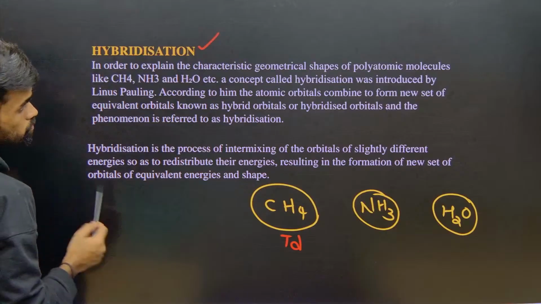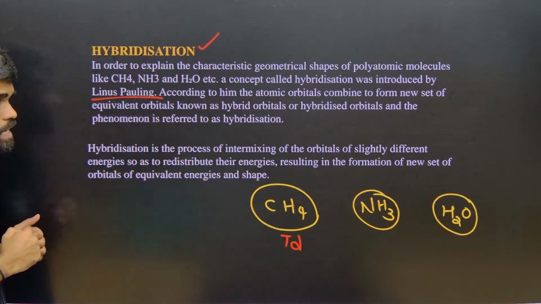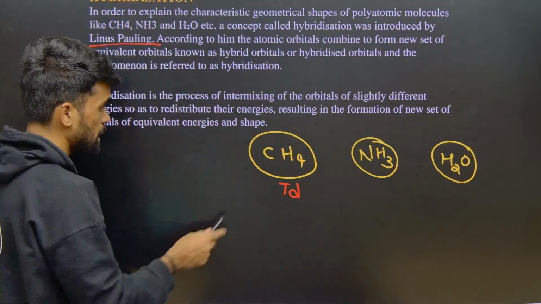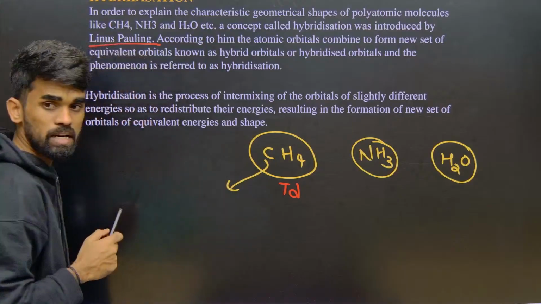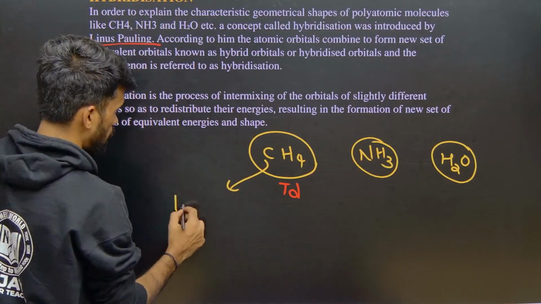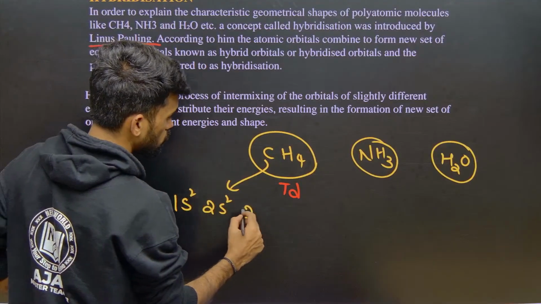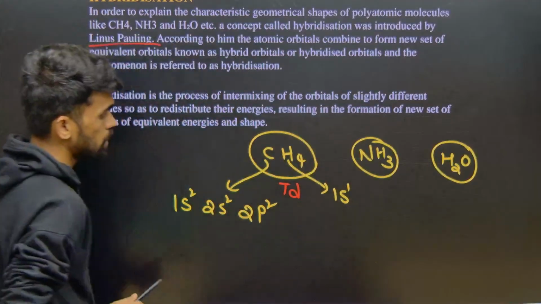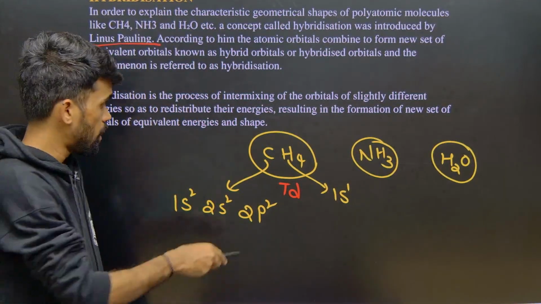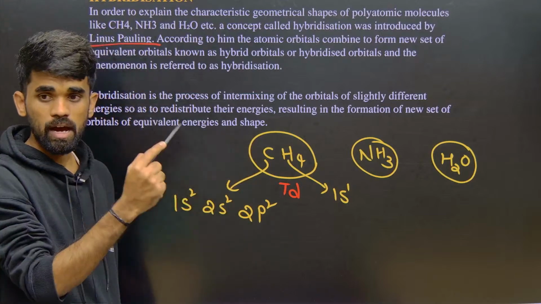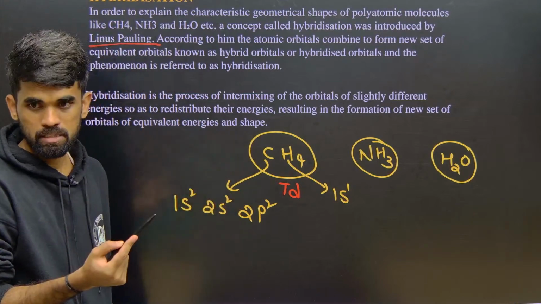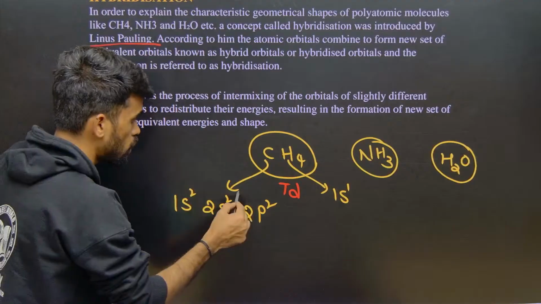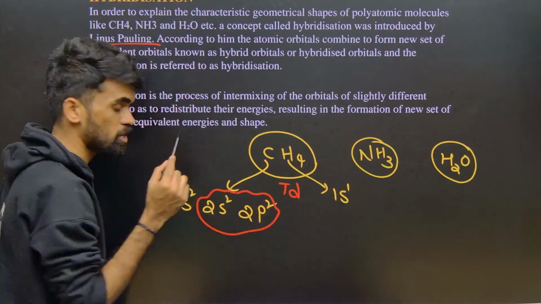Who gave this? This was given by Linus Pauling. What he says is that the atomic orbitals, see carbon has its atomic orbitals: 1s2, 2s2, 2p2. For hydrogen, 1s1. The atomic orbitals of these atoms combine and form hybrid orbitals. What are these atomic orbitals first? What is the central atom out of these two? Carbon. So the atomic orbitals of this central atom, only valence atomic orbitals I am taking.